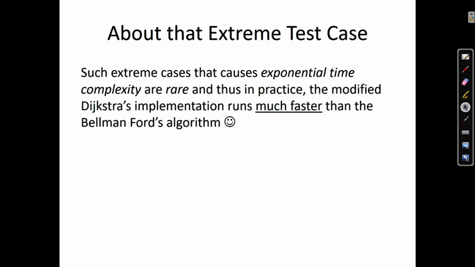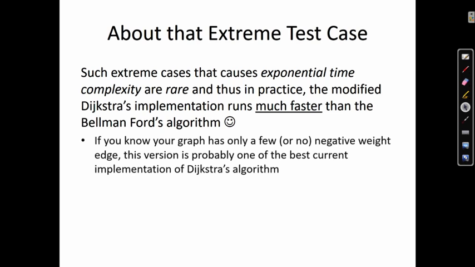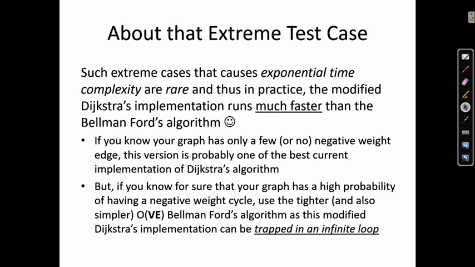In practice, this particular modified Dijkstra's implementation is much faster than Bellman-Ford. It's even faster than the original Dijkstra, because you don't need the decrease key operation. So now the rule of thumb is something like this. If you know that your graph has very few or no negative edge weights, you probably want to use modified Dijkstra. But if you know that your graph has a high probability of negative weight cycles, then use the tighter Bellman-Ford algorithm.